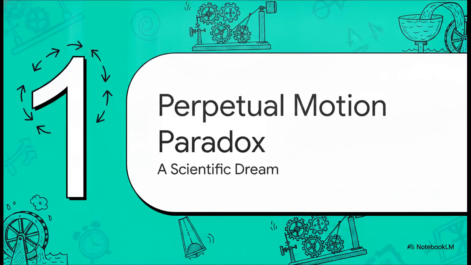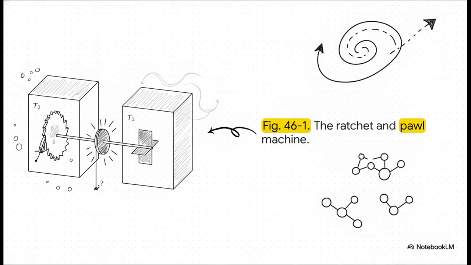Okay, let's dive into this. Section 1, the perpetual motion paradox. Now just look at the sheer simplicity of this device. This is the famous ratchet and pawl machine, dreamed up by the legendary physicist Richard Feynman. Picture a box of gas at a certain temperature, and inside that box, you've got some flat vanes attached to an axle. That axle connects to a wheel on the outside.